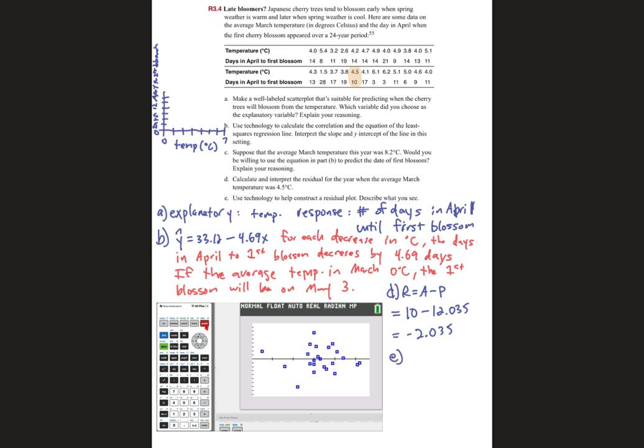So describing what we see, I would say the residual plot shows definitely no clear pattern. There's no U-shape either way. It seems pretty random. It seems like just about an equal amount above and below. I would just focus on talking about the randomness and the lack of a pattern, which would indicate that this linear model is appropriate for this data.